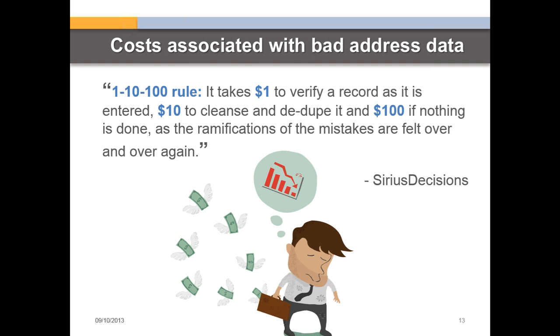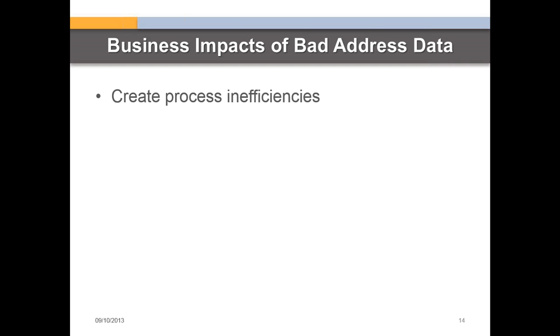And the longer that a bad record is maintained in your database, the more expensive it becomes to your organization. If we take a look at that 1-10-100 rule by Serious Decisions, it states that it takes $1 to verify a record as it's entered, $10 to cleanse and dedupe it, and $100 if nothing is ever done, as the ramifications of the mistakes are felt over and over again. So if we take a look at that previous example of approximately 100,000 records within your database, at $100 if nothing's ever done, that could potentially lead to a cost of $10 million.